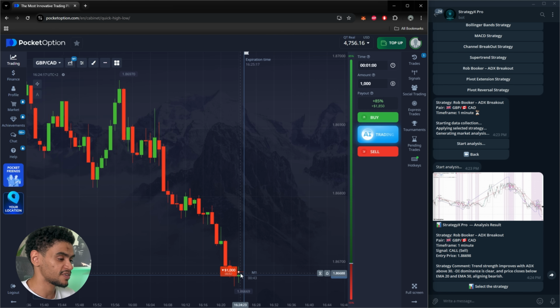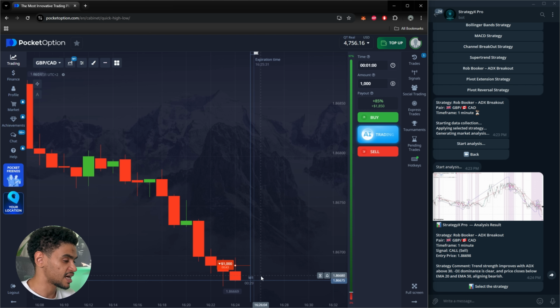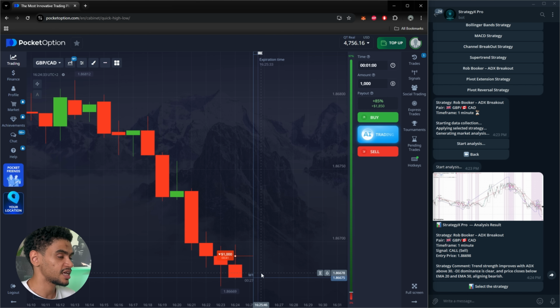And here we are, we have a sell position here coming in from the robot. As you can see, strategy comment: trend strength improves with ADX above 30, minus DI dominance is clear, and price closes below MA 20 and 50 MA, aligning bearish. We got the signal, we got our trade in, and now we are just waiting.